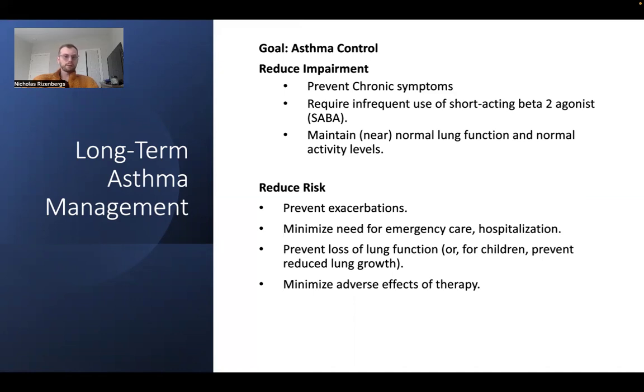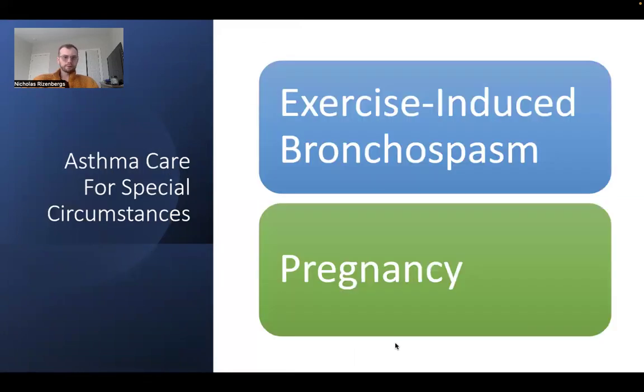And then we want to minimize adverse effects to the therapy because if they're using an ICS, like we've talked about, there's things that could be happening with a steroid. You could get thrush and different other side effects.